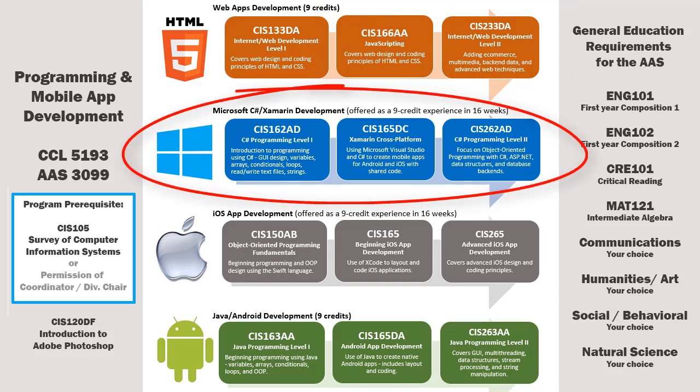We have a Microsoft C# Xamarin development track. Here we're going to start you out learning Windows programming using C# and Visual Studio. And then from there, we're going to branch out into teaching you Xamarin, which is a cross-platform product put out by Microsoft, actually bought by Microsoft. Here you're going to learn how to use your C# skills with Visual Studio to create content for Android and iOS devices. And then we have an advanced C# class. We get much more heavily into object-oriented programming using C# and into some ASP.NET, which is Active Server Pages, doing some server-side scripting, learning about data structures, and adding in database backends.